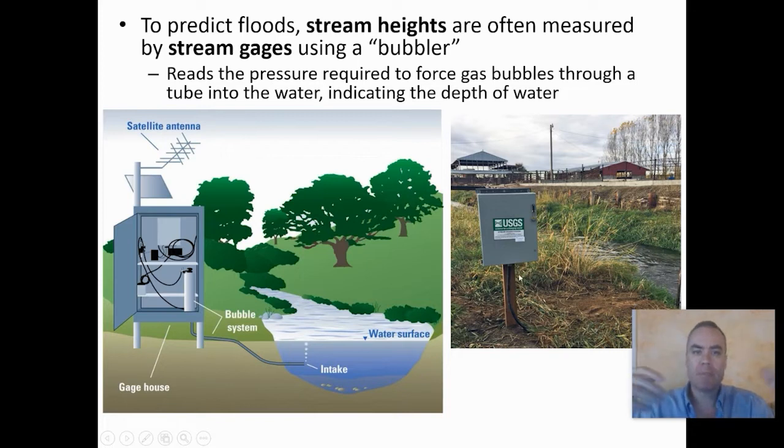And what's happening there in the stream gauge is they're using a bubbler system. So basically, that little hose sends out bubbles of gas into the river. And the way they figure out how high the river is at any one point is by the pressure that the river is pushing back. And you can see that because it's more difficult for those gas bubbles to come out. So the harder it is for the gas bubbles to come out of the hose into the river, that means there's more water piled up higher and pushing down further with more weight above it. From that, you can tell the depth of the river.